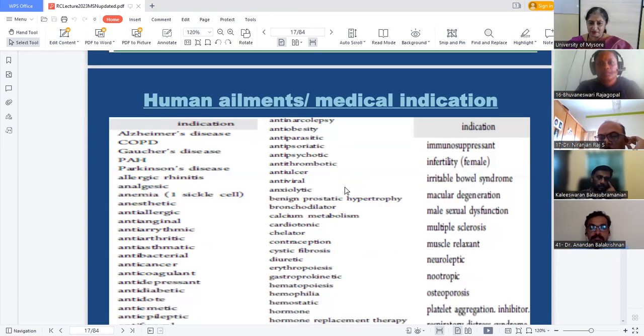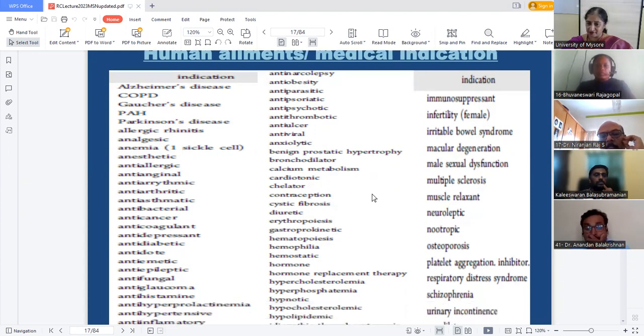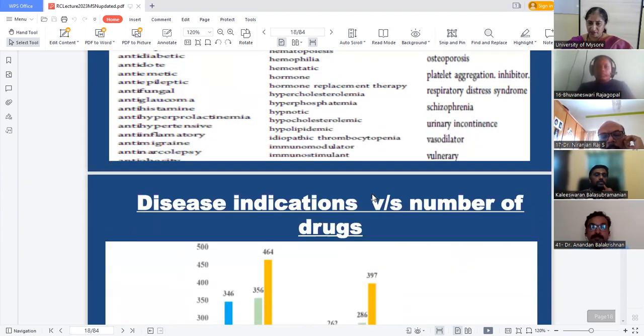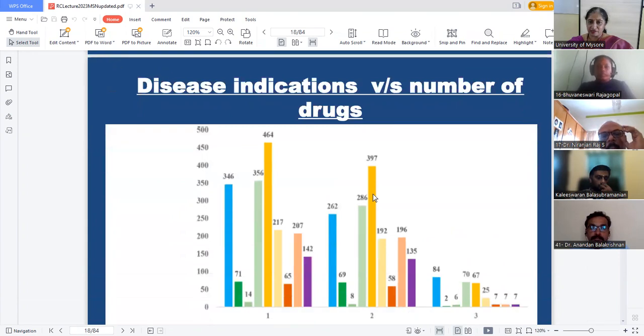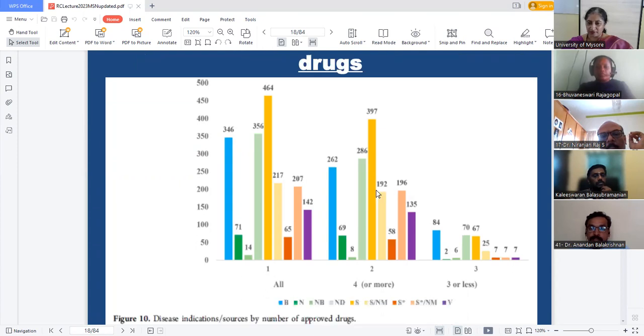But if you take a list that has been supplied, you know there are more than 50 different ailments, and many of these drugs function for all these ailments. They are in the market, okay? And if you take the indications of disease versus number of drugs, for all diseases there is a total of 464 drugs that have been approved. For 4 or more, that is 397, and the graph shows 3 or less, they are 70.